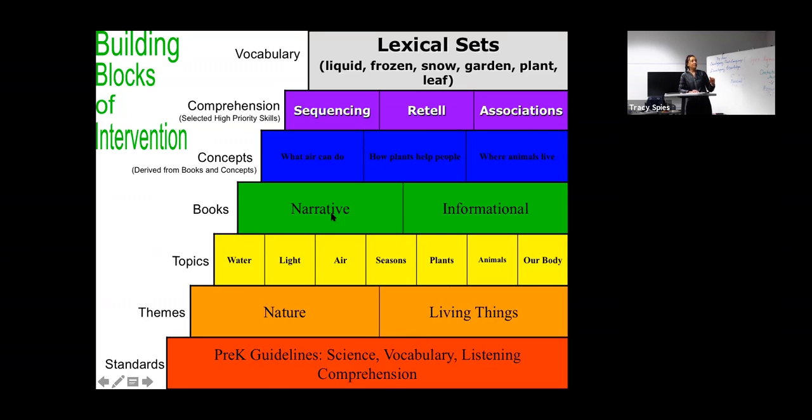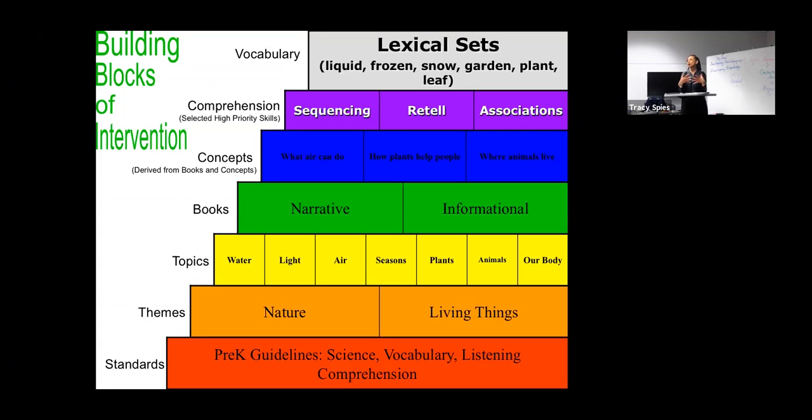I have twin sets of books, narratives and informational text. You can't see what my concepts are, but what's really unique about this approach is the way I select my vocabulary. I select vocabulary that are semantically related. So for example, when focusing on what can water do, my words across my text sets were liquid, frozen, snow, and then in another theme, which was on living things, it was about plants, garden, plant, and leaf. So I select words that are related to each other.